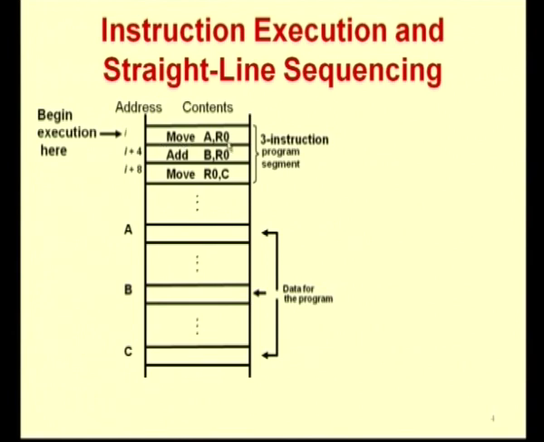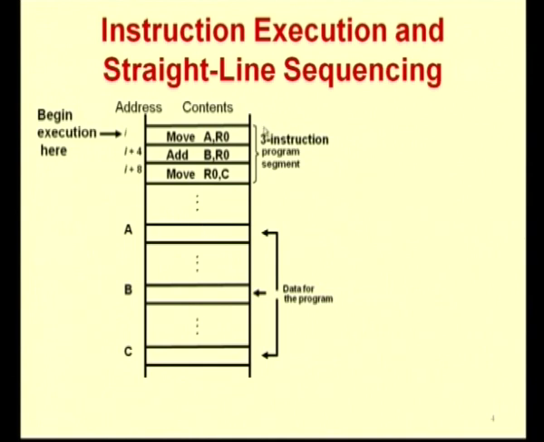Assuming that these instructions are all 32 bits, which means they take up 4 bytes, and that we are using byte addressing, that is, memory is addressed in terms of bytes, then if the first instruction is at address I, the next instruction would be at I plus 4, the subsequent instruction at I plus 8 and so on. So, you could have instructions specified as a simple straight line sequence, and if you start execution at a particular point, one after the other the instructions will be fetched and executed and the results will be obtained.